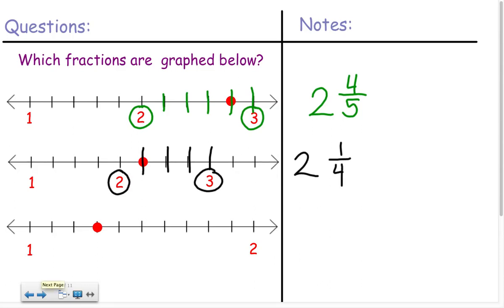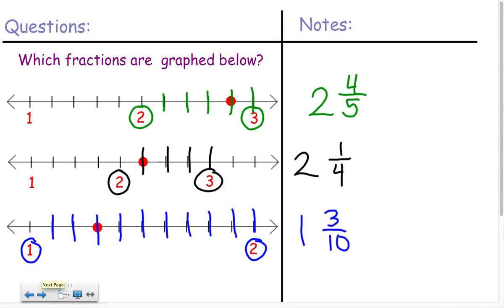And this last one is between 1 and 2. So it's 1 and 1, 2, 3, 4, 5, 6, 7, 8, 9, 10. So 3/10. So just the top number where the dot is over how many lines there were.